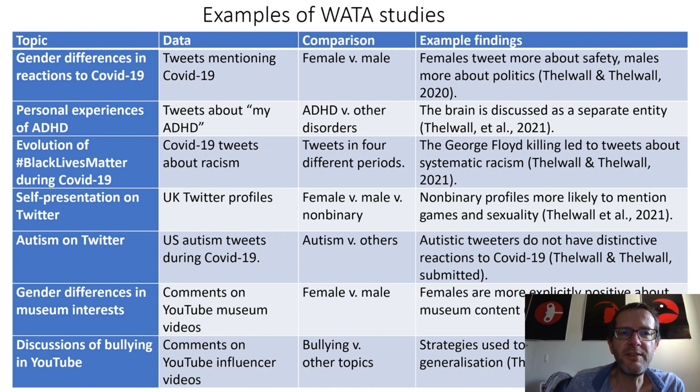The first one is gender differences in reactions to COVID-19. The data for this was a set of tweets in English mentioning COVID-19, and the comparison was females against males. One of the findings was that females tweet more about safety and males tweeted more about politics in their reactions to COVID-19. There were other differences, but these are two examples.